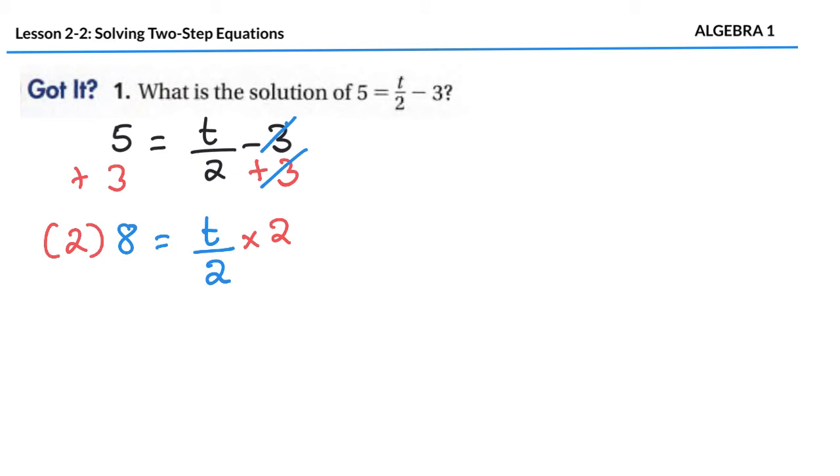So 2 divided by 2 is 1. We are left with t is equal to 8 times 2, which is 16. So this is the solution of the equation. Wonderful. You must have got it right because you are getting smarter day by day. So let's move on now with another question.